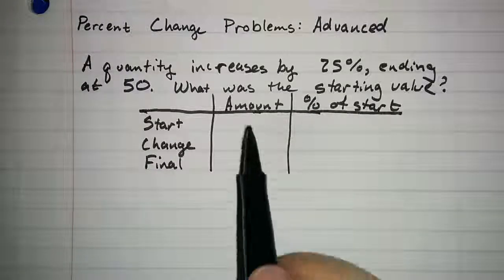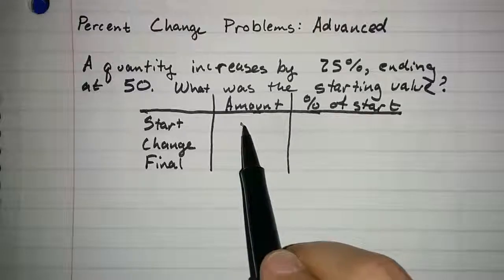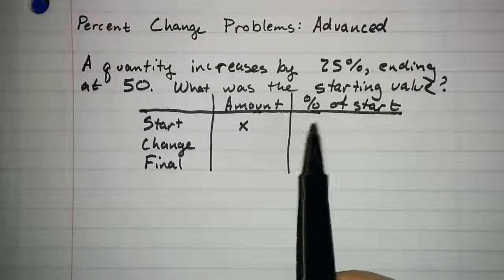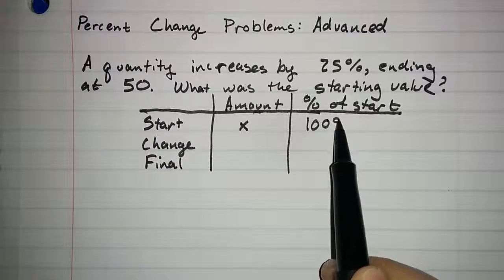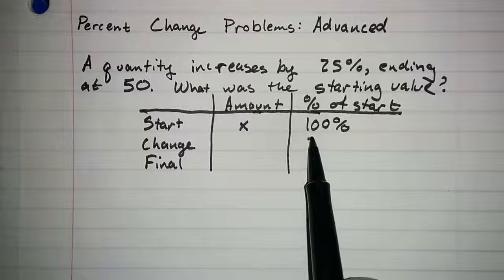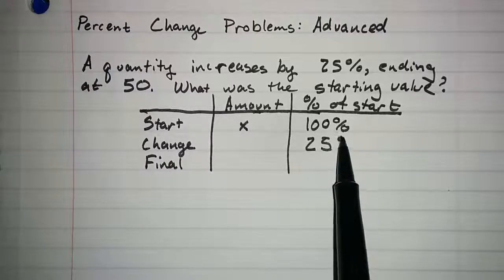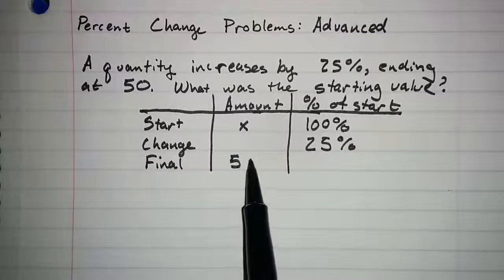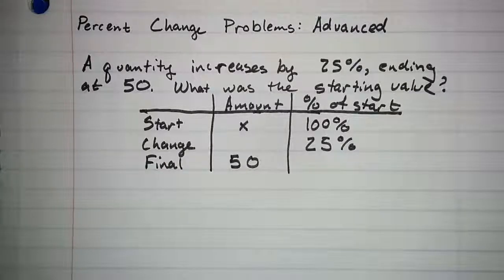So here, the starting amount is what we want to know. Maybe we'll be able to call that x. And of course it's 100% of itself. We don't know the amount of change, but the percent change is 25%. And we do know the final amount. It's 50. Well, okay. Maybe the first thought that occurs to us is to set up a percent proportion.